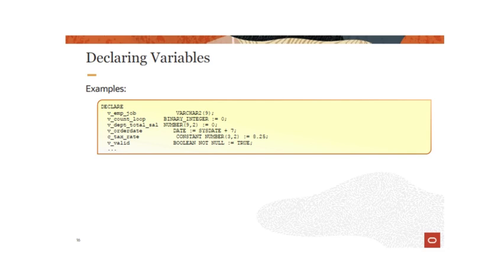v_department_total_sal, variable to accumulate the total salary for a department, initialized to 0. The numeric value can accommodate decimal values with a precision of 2 digits. v_order_date, variable to store the ship date of an order, initialized to 1 week from today. c_tax_rate, constant variable for the tax rate, which never changes throughout the PL/SQL block, set to 8.25. v_valid, flag to indicate whether a piece of data is valid or invalid, initialized to true.